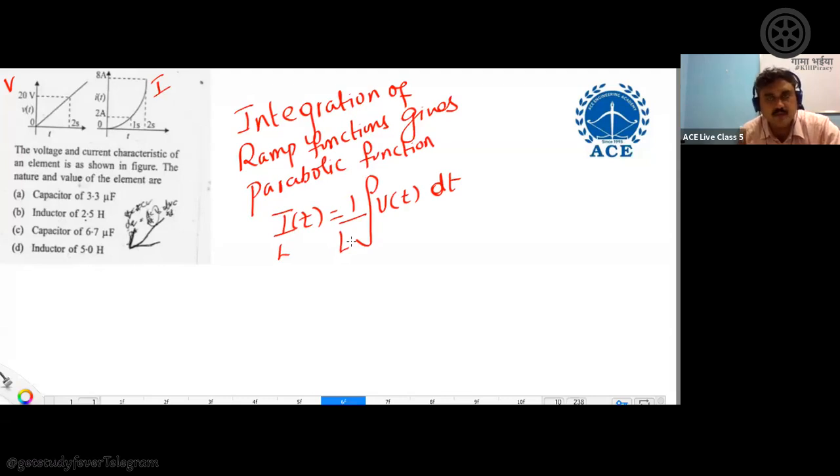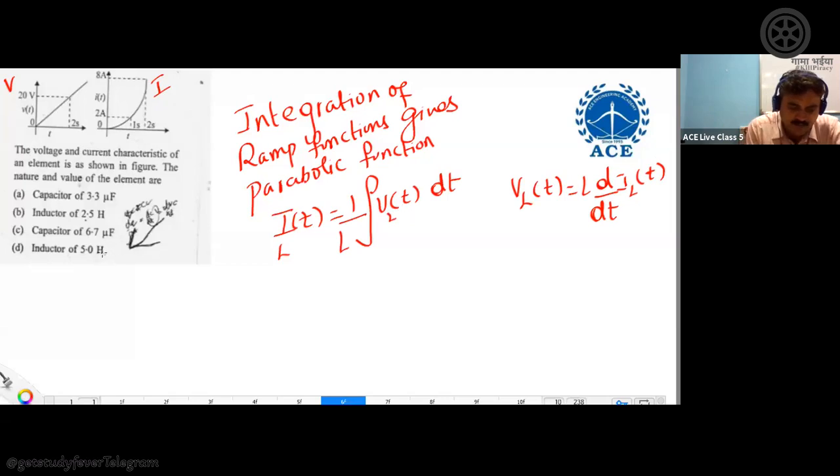Is it clear? We have a relation VL of t equal to L into d by dt of IL of t. So from here, what is IL of t? It will be 1 by L into integral VL of t dt. That's all. So definitely the given element is inductor. So either your option should be D or your option should be B. Either one of these should be correct.